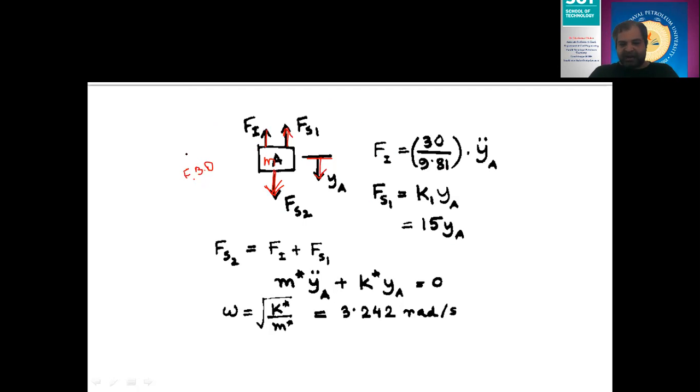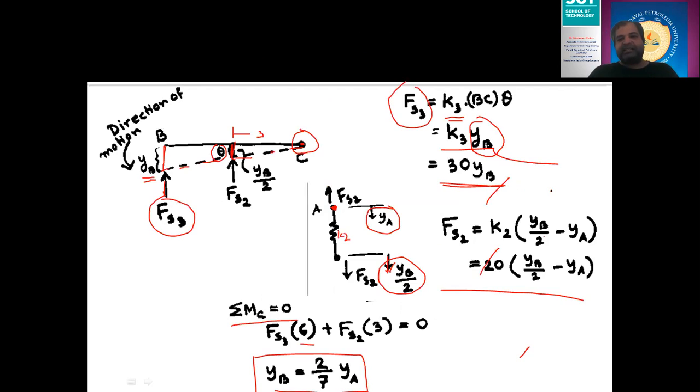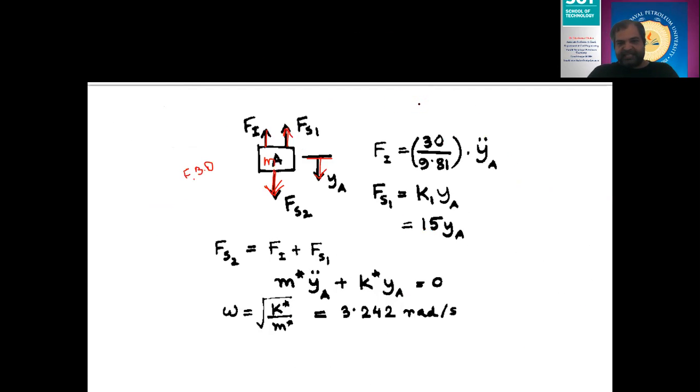Here the mass A is displaced by YA, as we have said. M, the mass given, is 30 into 9.81, multiplied by the double derivative of YA, which is the displacement of the mass.